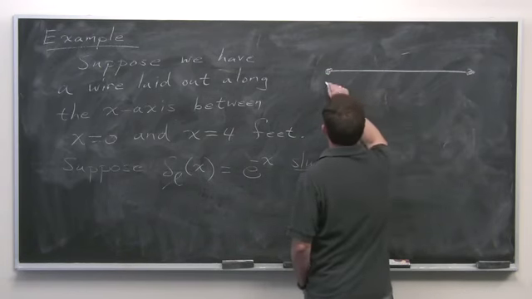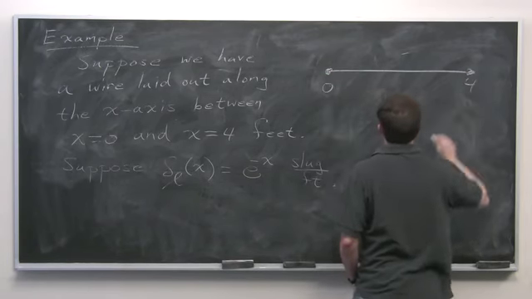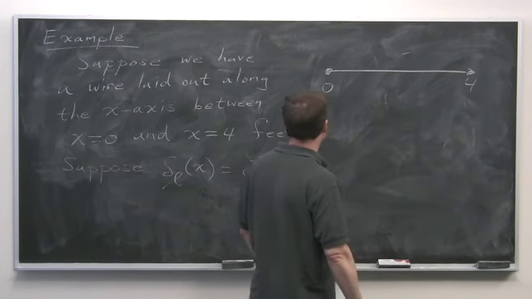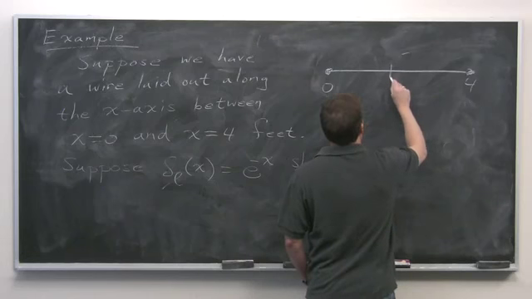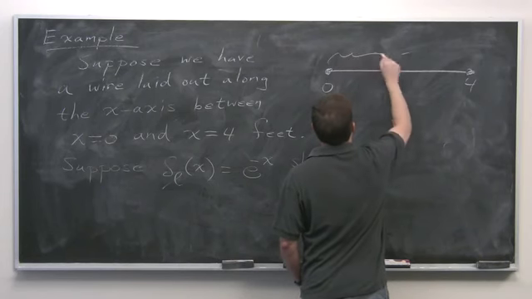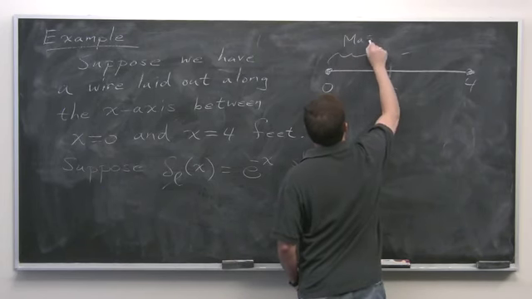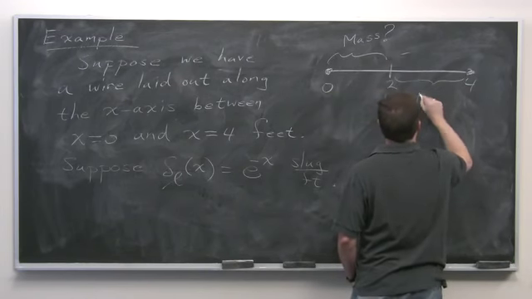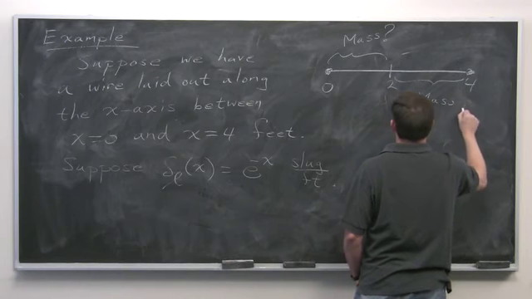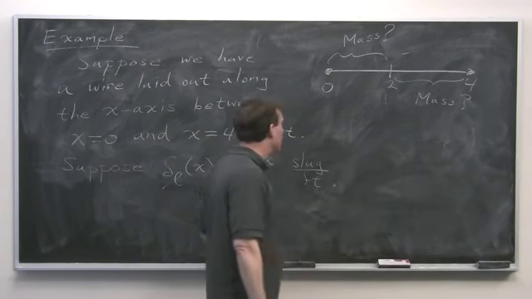And we could ask lots of questions, but let's just go ahead and figure out the mass between 0 and 2 and the mass between 2 and 4. Of course, the mass between 0 and 2 is going to be bigger.